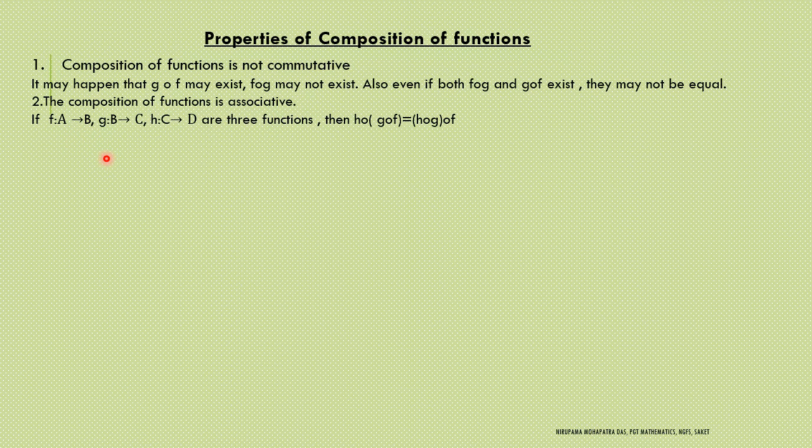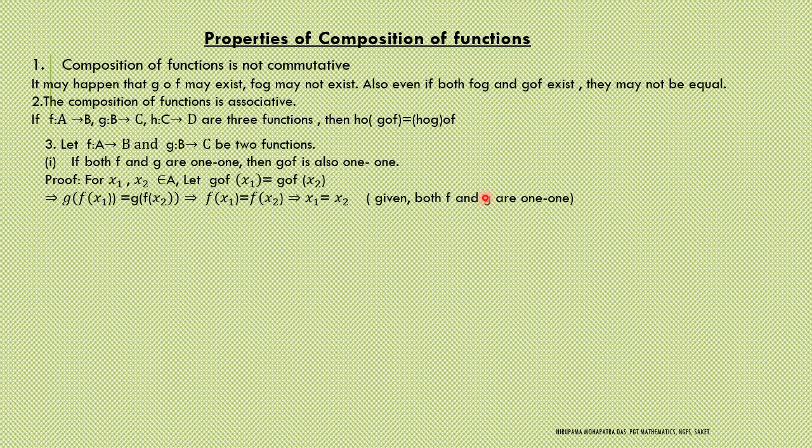And whenever the associativity comes, composition of functions is associative. It means if we consider f from A to B, g from B to C, and h from C to D, three functions, then h of g of f equals h of g of f. So you can verify this property by taking any example. It is not a very difficult thing.